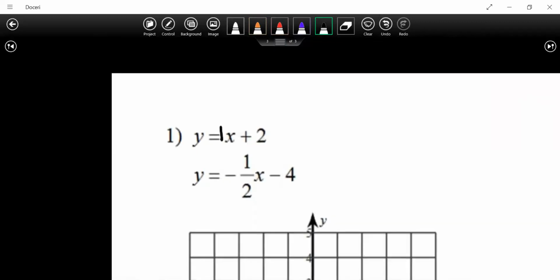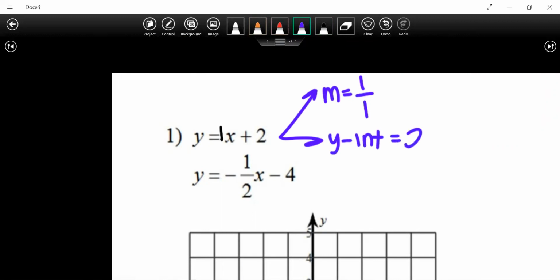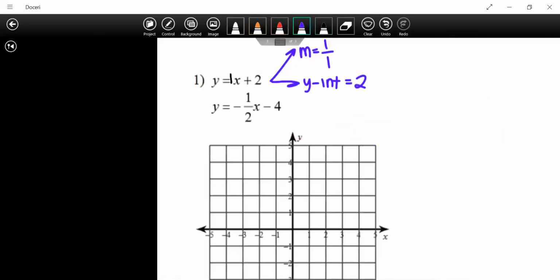Our first equation up here, what is my slope? 1 over 1. You can always write it as a fraction. And then my y-intercept happens to be what? 2. Going up to 2, up 1 over 1, up 1 over 1, up 1 over 1. Back 1 over 1, back 1 over 1. First one is done.